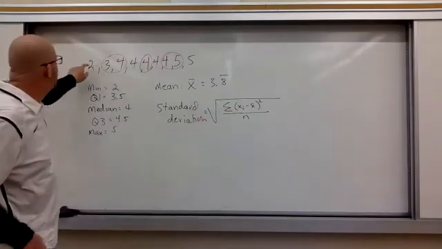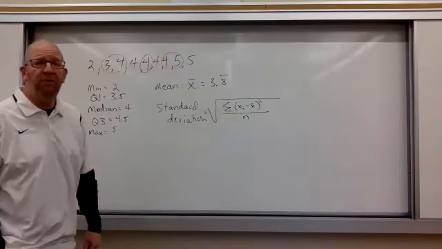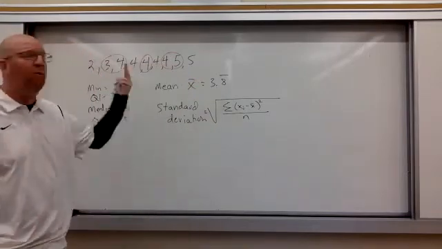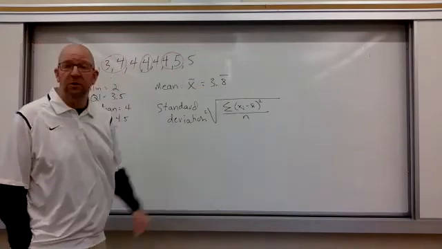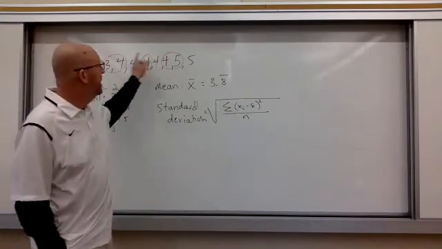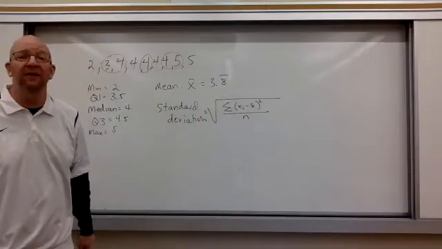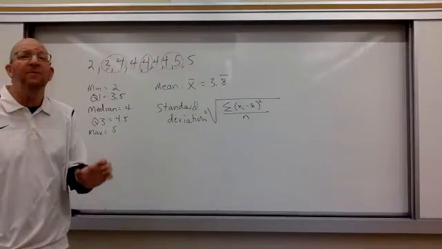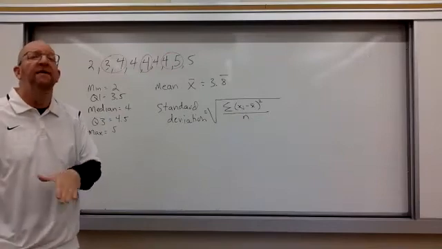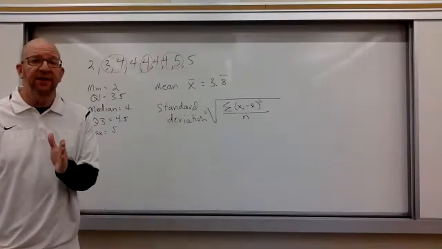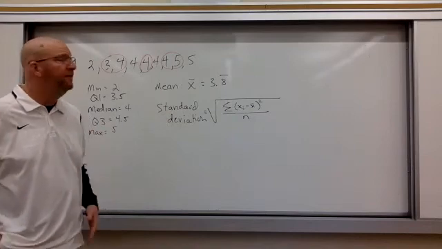So I take 2 minus 3.8 repeating, square it. 3 minus 3.8 repeating, square it. 4 minus 3.8 repeating, square it. Divide by 9, take the square root of that answer. And that will give me the average deviation from the mean. We're going to talk about standard deviation in the next video when we talk about the normal curves.